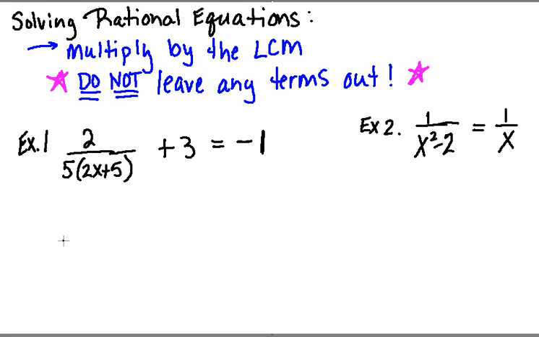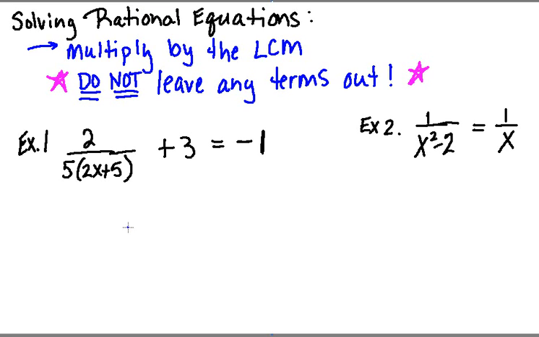Hi, this video will discuss how to solve a rational equation. The key to solving any rational equation is to get the x's, which are usually in the denominator, out of the denominator. The way we do that is by multiplying through by our least common multiple, the LCM. The least common multiple is the smallest number that all the denominators will go into.